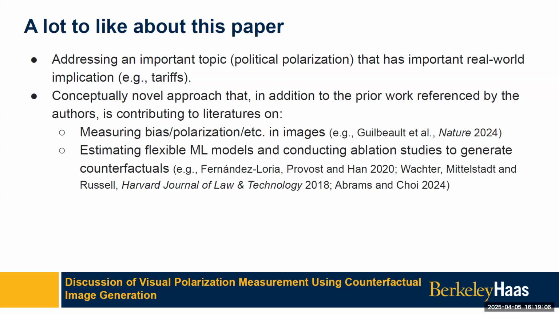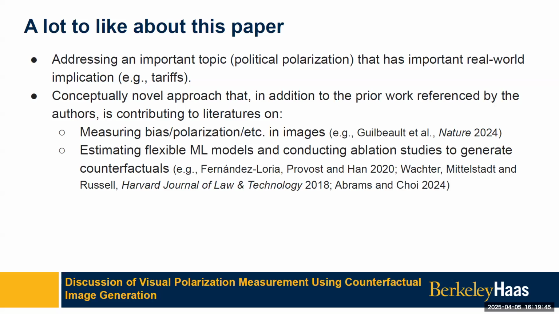Conceptually, the paper is taking a novel approach that builds on a lot of different, disparate literatures. Omid talks about the papers that look at political polarization. There's also a growing literature that looks at measuring bias and polarization in images more generally. For instance, there's a paper by Guilbeault and co-authors in Nature last year that looks at gender bias in images online. So there's a lot more research starting to emerge looking at images, video, and other types of multimodal data. And there's also more and more research that estimates flexible machine learning models and then conducts ablation studies on those models in order to assess counterfactuals.